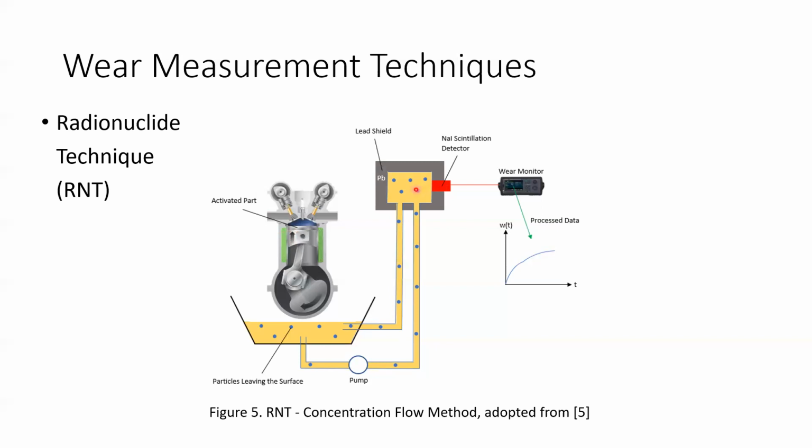Also, a housing made of lead is employed as a radioactive insulator around the measurement zone to prevent interference of natural radioactive emission from the surroundings. With the data obtained, wear rate is determined using the change in radioactivity.